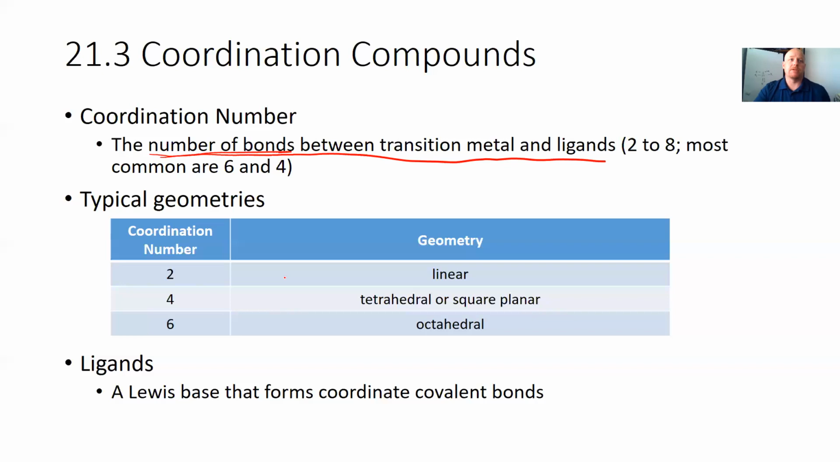Now, the most common geometries that we'll see are going to be 2, 4, and 6, and in particular, 4 or 6. Now, what we'll find is most of the transition metals are going to form octahedral complexes. Occasionally you'll have some square planar ones and some tetrahedral ones. The tetrahedral ones tend to come from d10 ions, and the square planar ones tend to come from d8 ions.